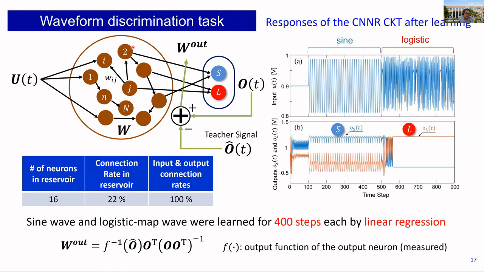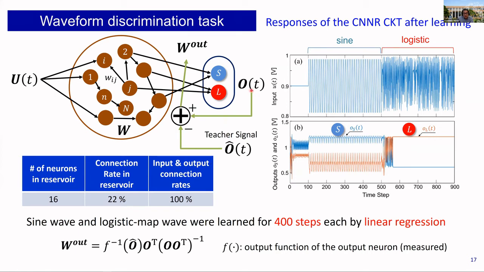So we put 16 neurons together, connected randomly. The connection rate was 22%, and we prepared two output neurons, S and L, and connected them with full connection to the reservoir neurons. That means 16 connections to each. And we apply a sine waveform and a logistic function waveform, this chaotic waveform, to the input, and the network runs those waveforms for 400 steps. That is exactly this length once.